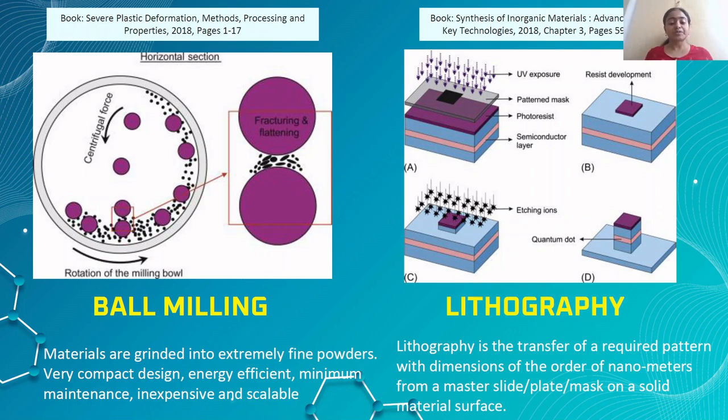It works on the principle of impact. The size reduction is achieved through the impact caused when the balls drop from the top of the chamber in which the source material is placed. As you can see in the image, the material is fractured and flattened and is crushed by the rotating ball.